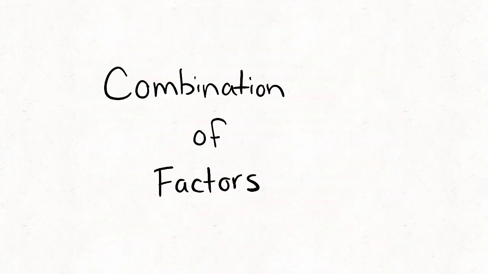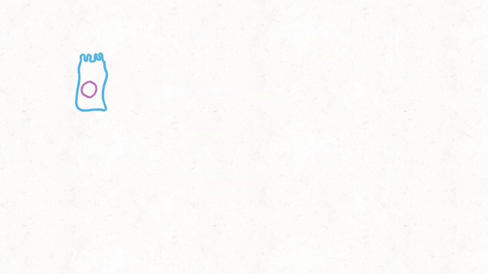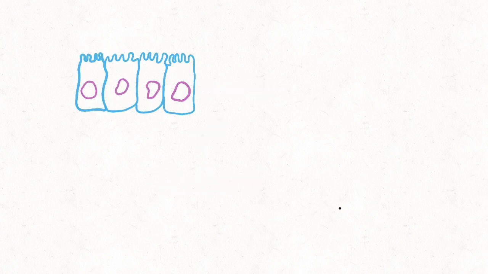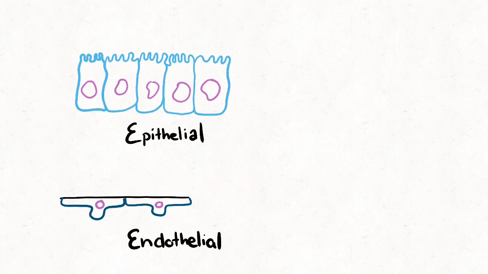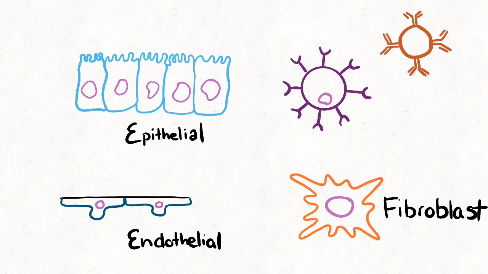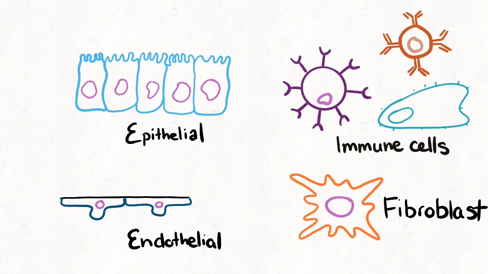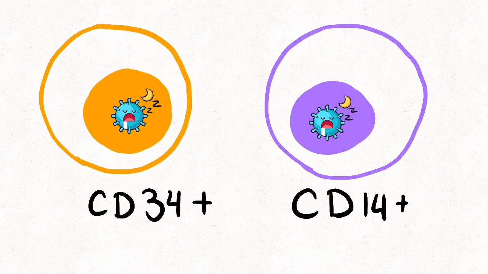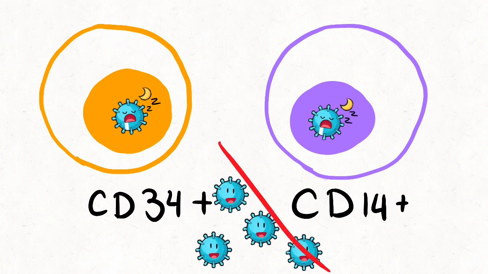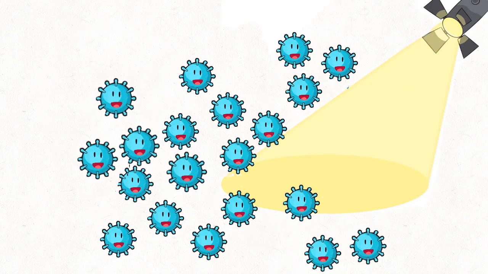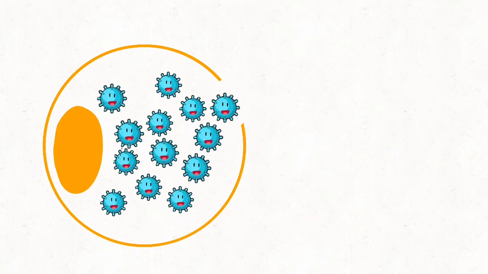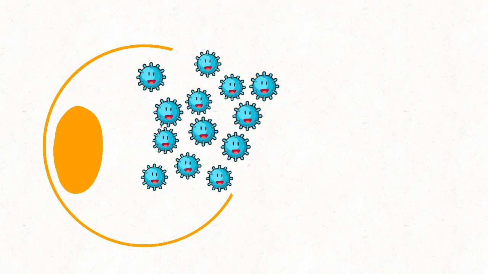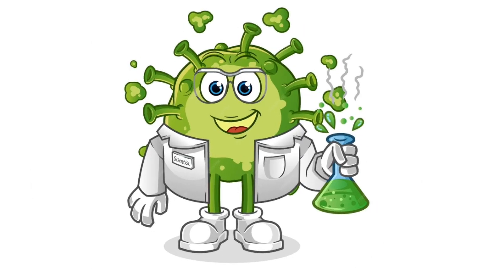So it's actually a combination of factors. HCMV can infect many different types of cells, such as epithelial cells, endothelial cells, fibroblasts, and immune cells. Once someone is infected, the virus can remain latent in certain cell types, such as CD34+ as well as CD14+, meaning that it's present within the human immune cells, but not actively replicating. This ability to go dormant helps the virus evade the immune system and reactivate later when the immune system is compromised. So it's a master at evading the body's defense system.